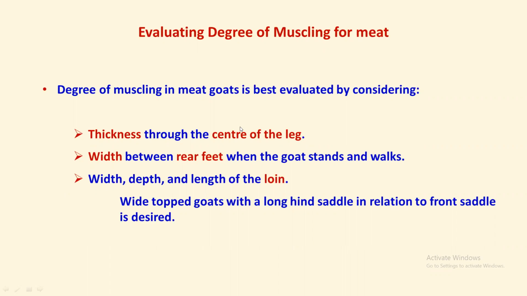Till now we have discussed how to select the female sheep and goat, doe and ewe, based on milk production traits visually. That is, how to select visually the female animals for milk production, that we have seen.